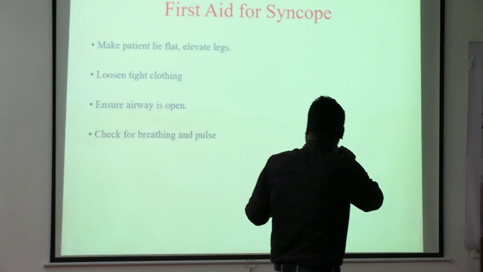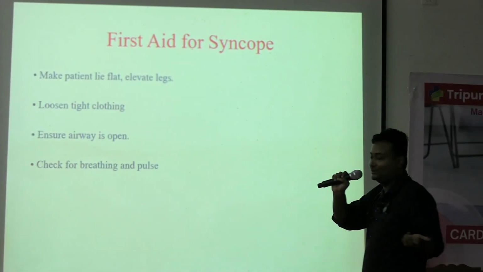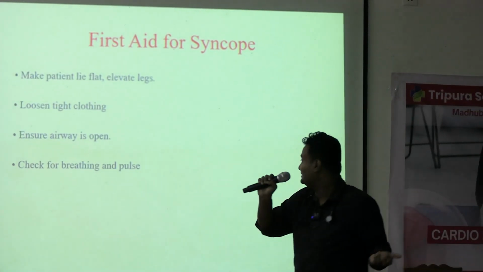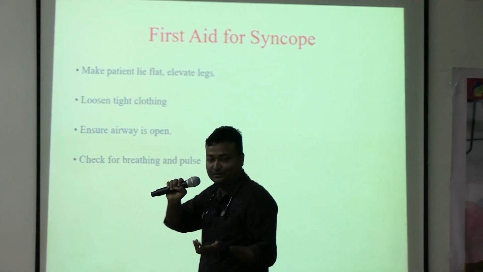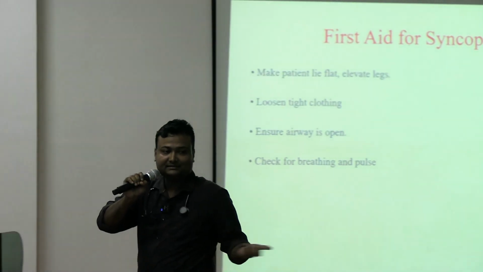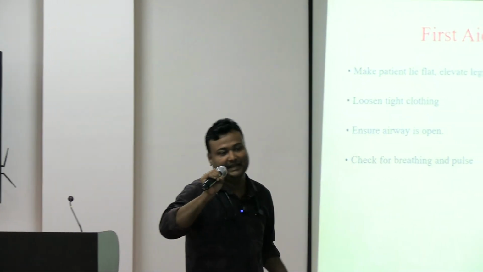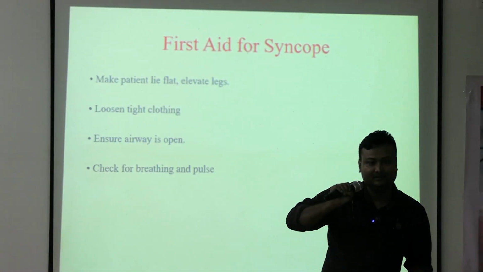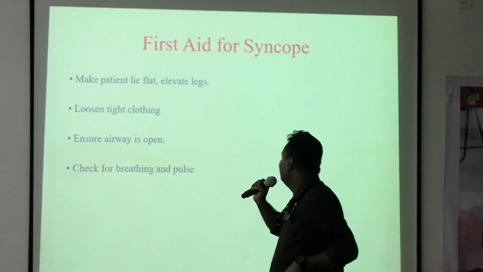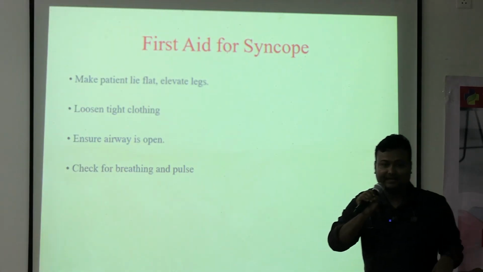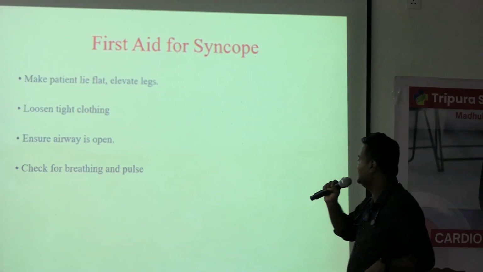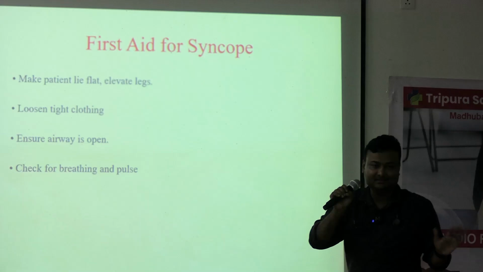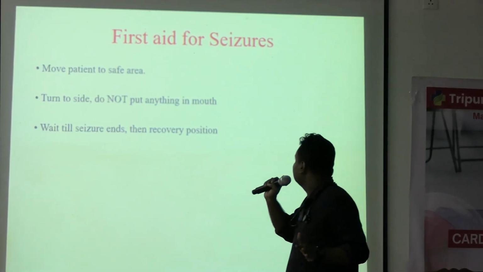Okay. So after that you have to loosen the clothings, like sometimes belts. These also act as a circulation tourniquet, no? It will prevent circulation. And you have to ensure the airway. Then you have to check the B and C, breathing and circulation.